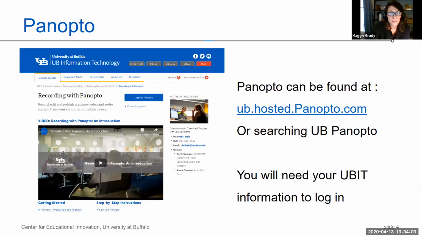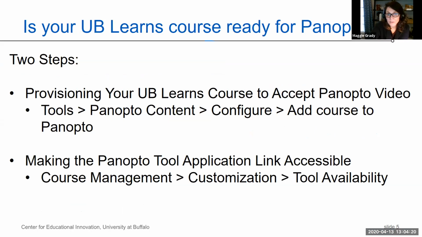If you have already logged into Panopto, and I think Dorothy, you said you already have, and I'm sure that Kathy has as well, this is where you would go to find Panopto. It's easy to find. You do need your UBIT information to log in. There are 2 important things. You need to have your course provisioned with the UB Learns course to accept Panopto. It's basically getting the 2 applications to talk to each other.